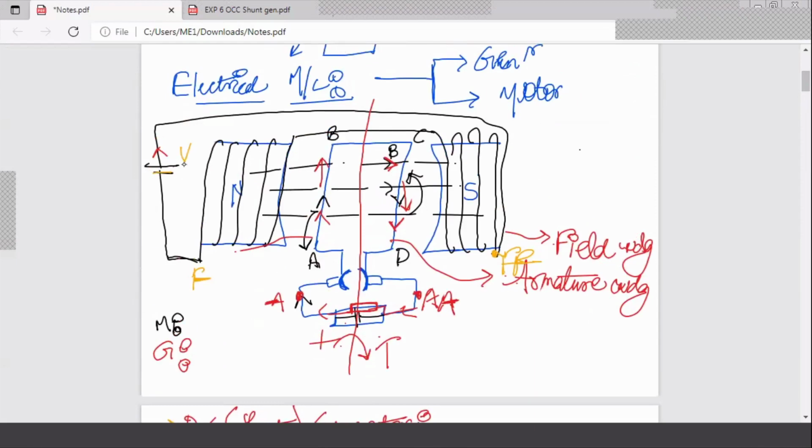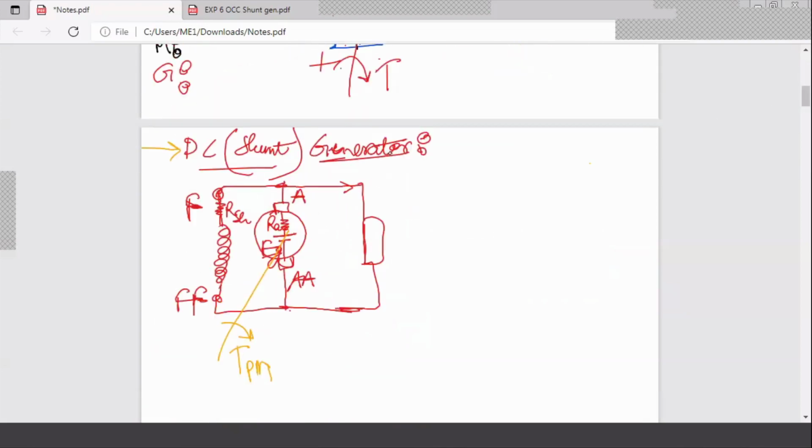Let me call this VF, the external field voltage. So this we have connected here. That will lead to the production of this current, and this current now flows through this field winding and produces magnetic flux. But now we don't have this VF in our shunt circuit, isn't it? We just have the connection of this F and FF in parallel to this. So how will the magnetic flux be created?